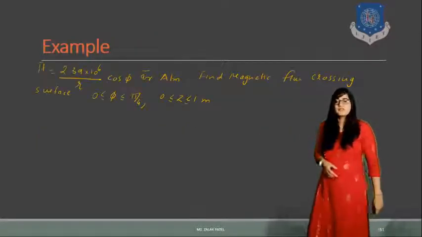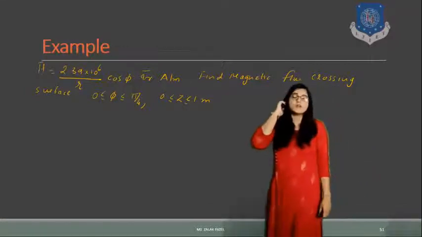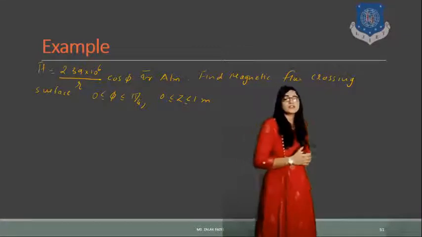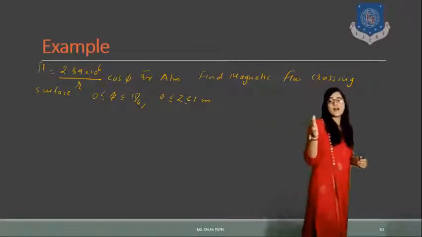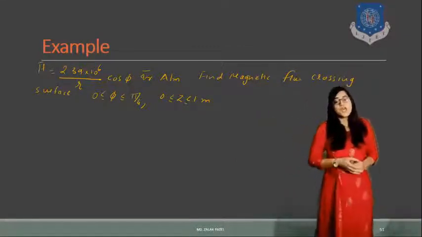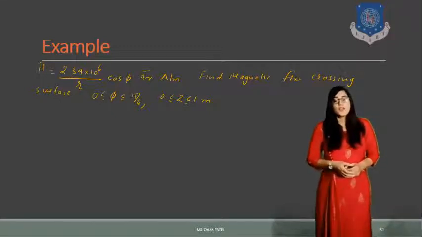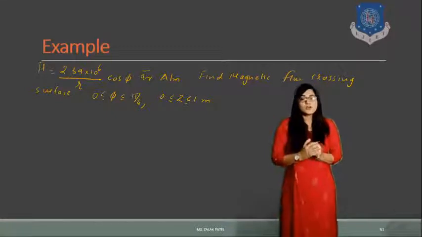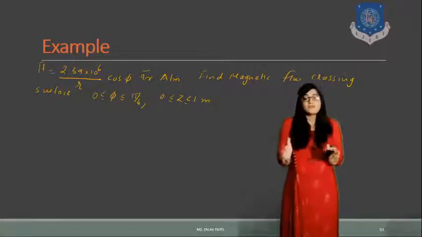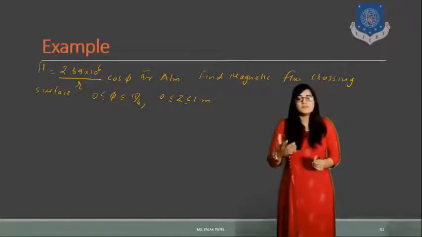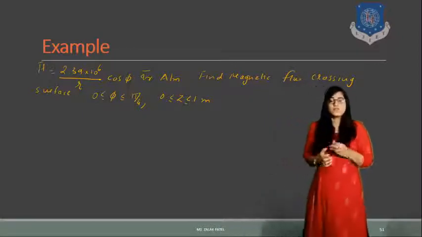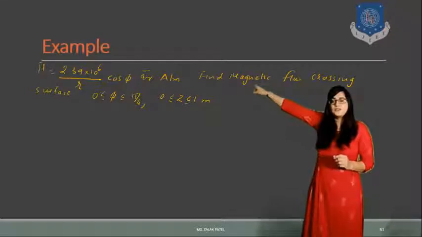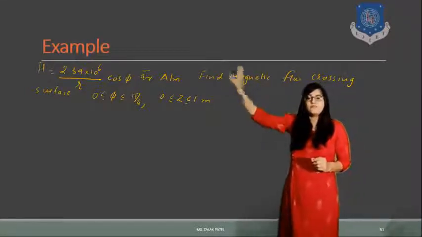So let's see one example related to it. Here in the problem statement, H bar is given and you have to find the magnetic flux crossing the surface where phi is in between 0 to pi by 4 and z is in between 0 to 1. Okay, so here you have H bar. So first thing you have to do is find B bar, because once you get the value of B bar, then you can use that equation psi m is equal to surface integration B dot ds. Okay. So first thing is you have to find the B bar from H.